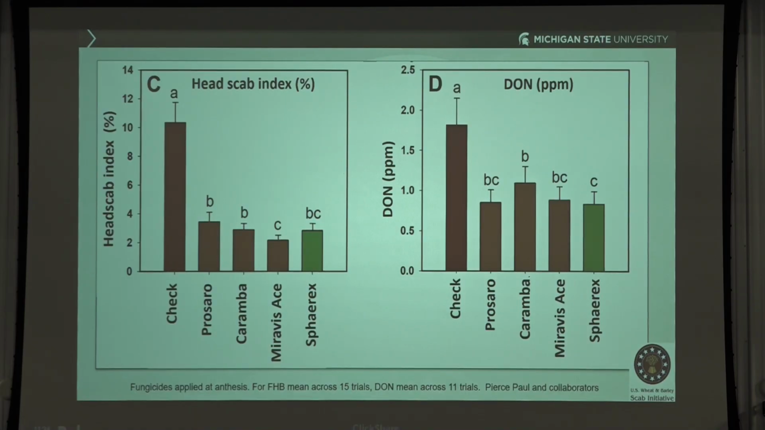So what we look for is statistical differences, right? If they all share the same letter, then we can't technically say that they're different. So I can't technically say that Miravis ACE is different from Spherex because they share a letter code, that's C. But that Miravis ACE is a little bit better than Carumba and Prosaro, right? And you guys probably care more about the actual DON. So here's the DON data, that vomitoxin data. So non-treated and our different treatments, right?